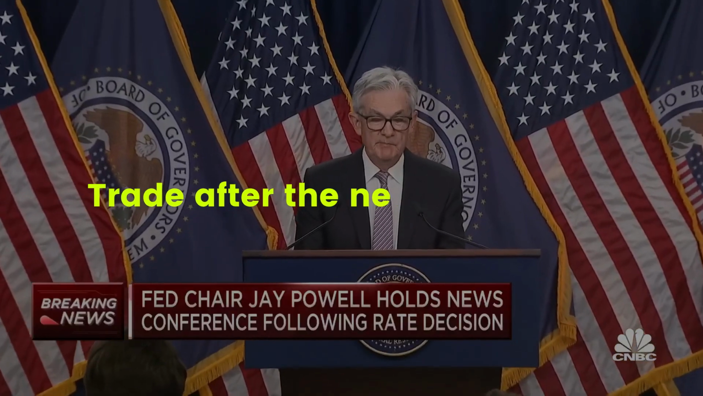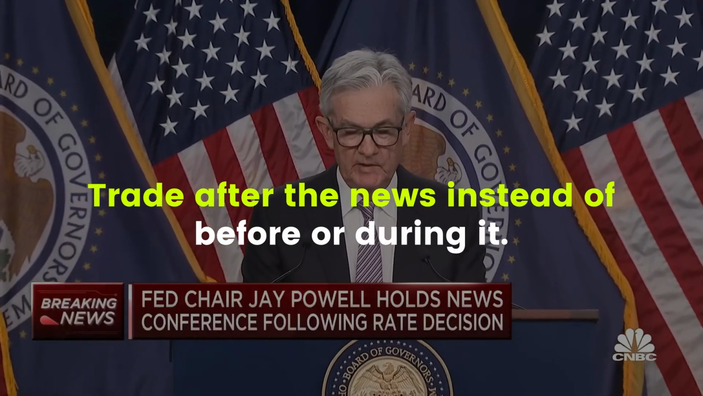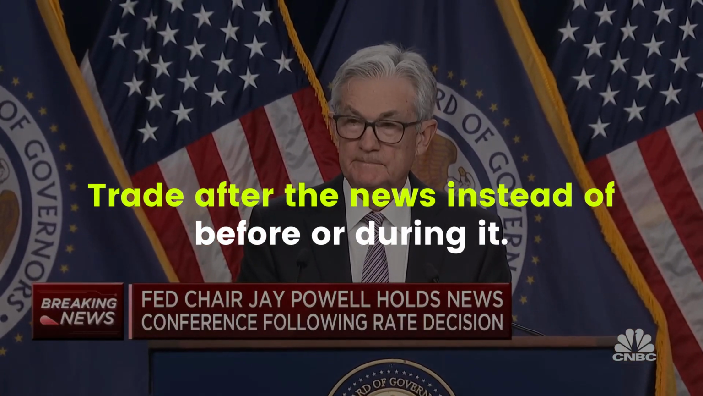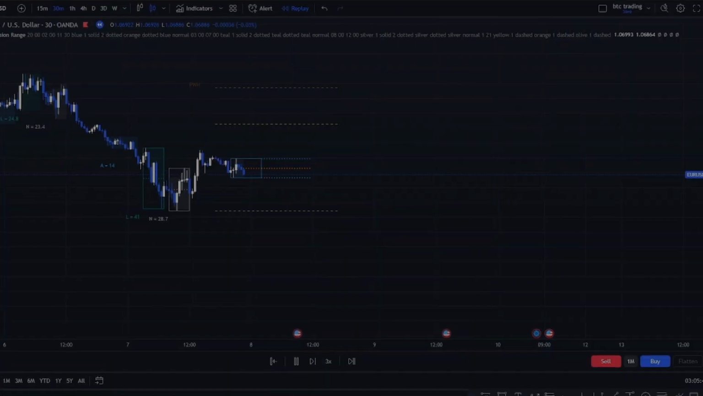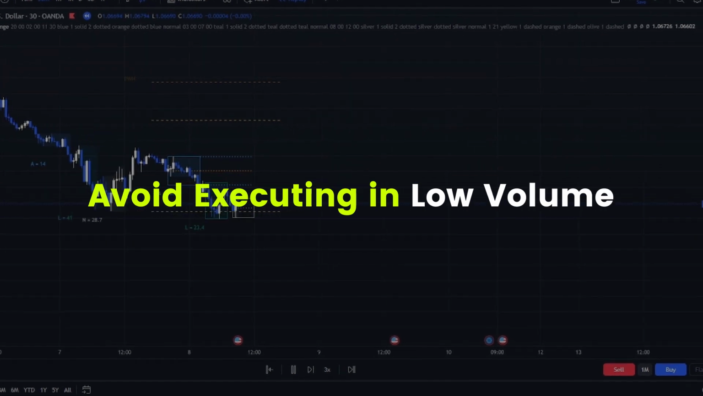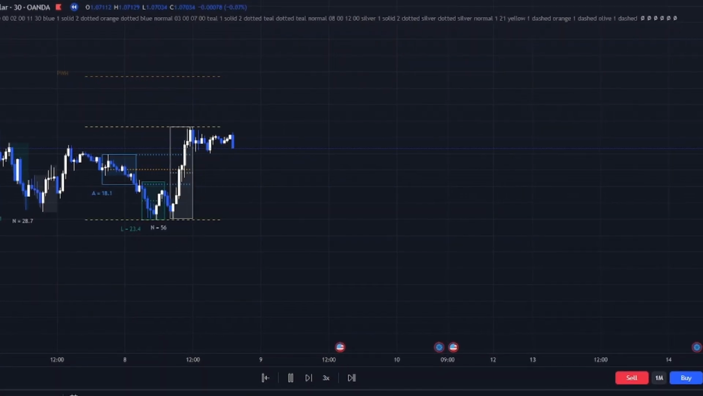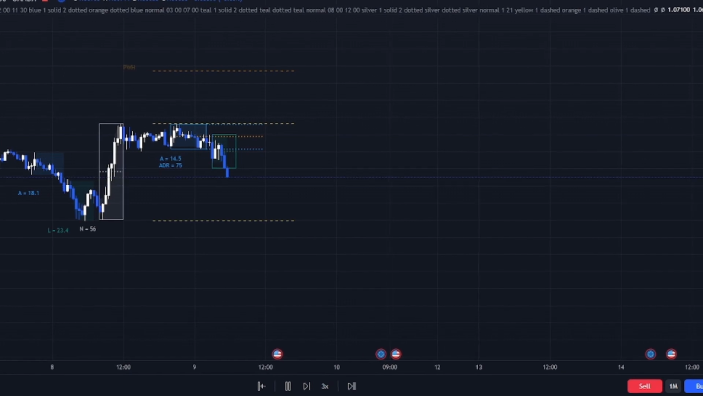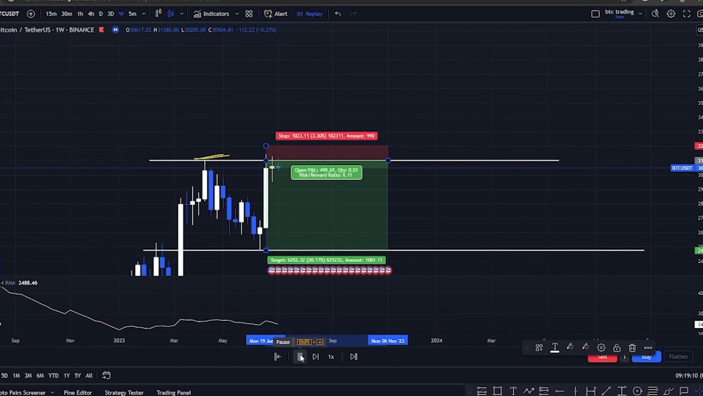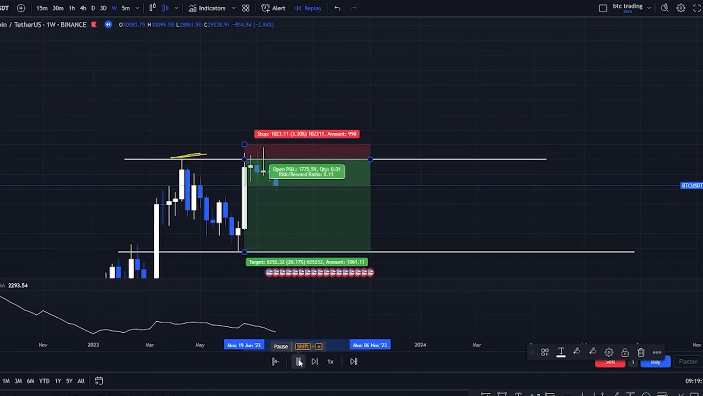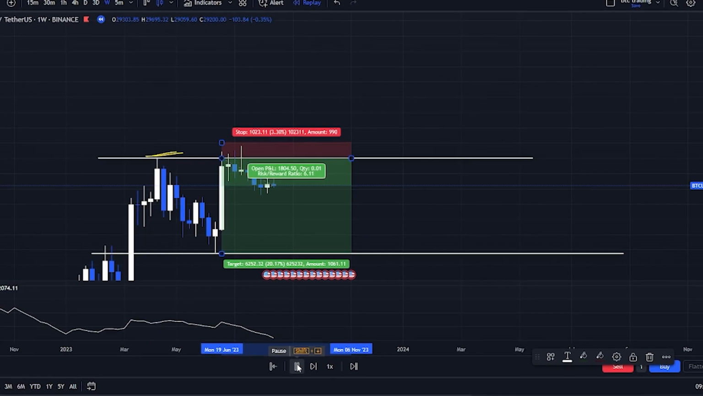Number 2, try to trade after the news instead of trading before the news or during the news, because during and before the news the spreads usually widen a lot, and 1 to 2 hours after the news the spreads come back to their original positioning. Number 3, avoid executing when there is low volume. For example, the Asian session is considered to be the lowest volume session, so I avoid taking trades in the Asian session and keep all of my major trades for the London and the New York session.